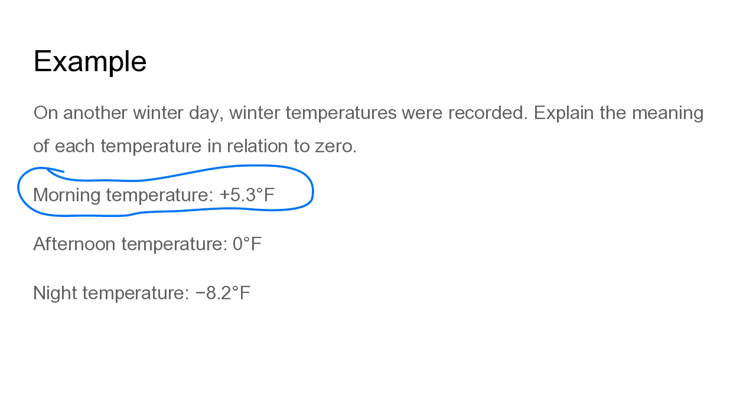Juan, what does the morning temperature of positive 5.3 mean in relation to zero? Oh, you hear me now. Excellent, Gracelyn. I'm going to give you the next question. You're going to do the afternoon temperature of 0 degrees. But Juan, what does the morning temperature of positive 5.3 degrees Fahrenheit mean in relation to zero? There you go. It's 5.3 degrees above zero. Excellent. Gracelyn, what would the afternoon temperature of 0 degrees mean in relation to zero?